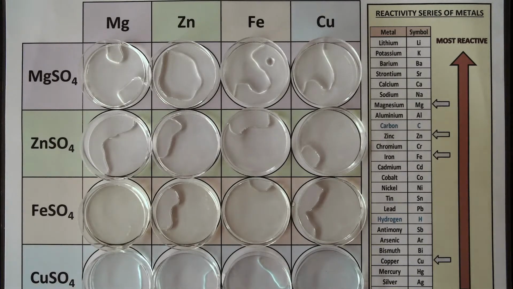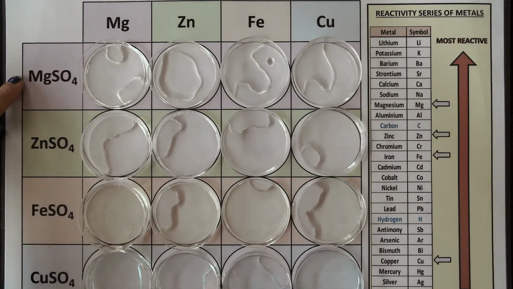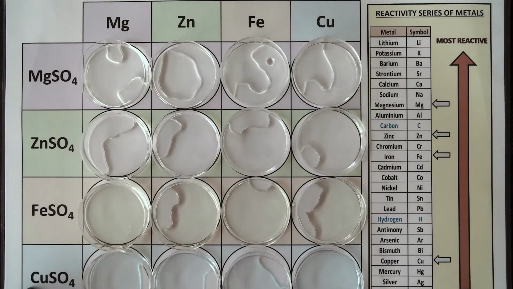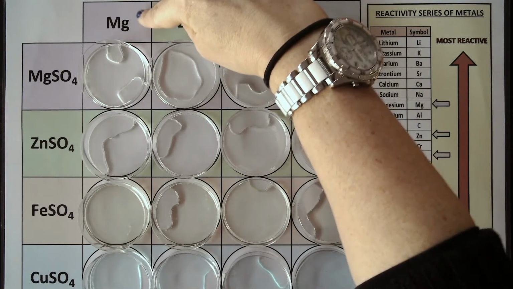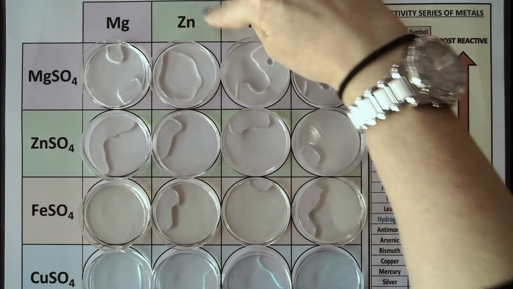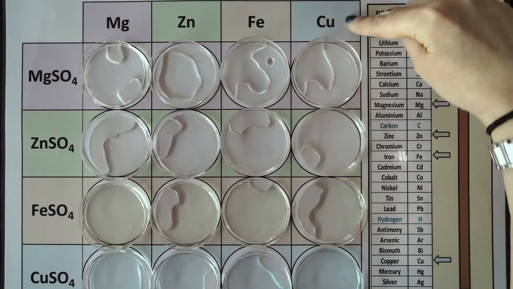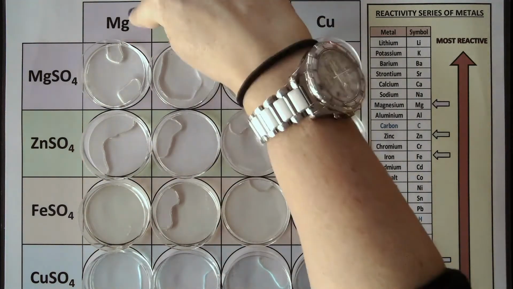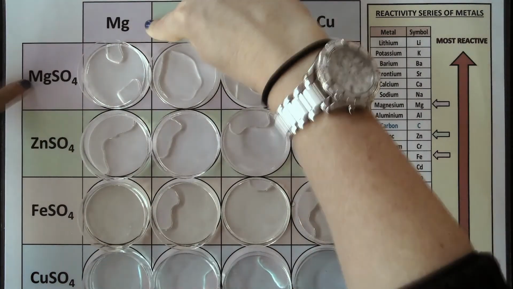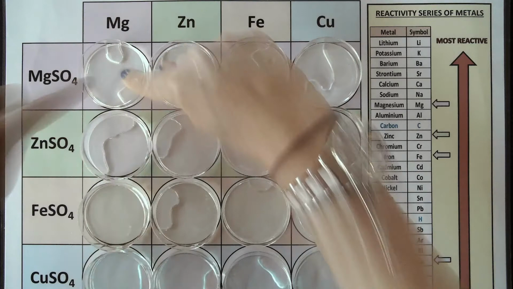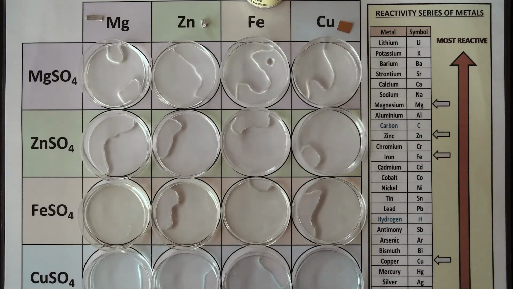Now I'm going to show you a demonstration of displacement reactions. So I have got magnesium sulfate, zinc sulfate, iron sulfate and copper sulfate, and I have already added that into the Petri dishes in the right place. And then one by one I am going to add magnesium, zinc, iron and copper. The way it works is you look at the top and you look at the side and it tells you what is in that dish. So what we're going to be looking for is evidence as to whether displacement has occurred.